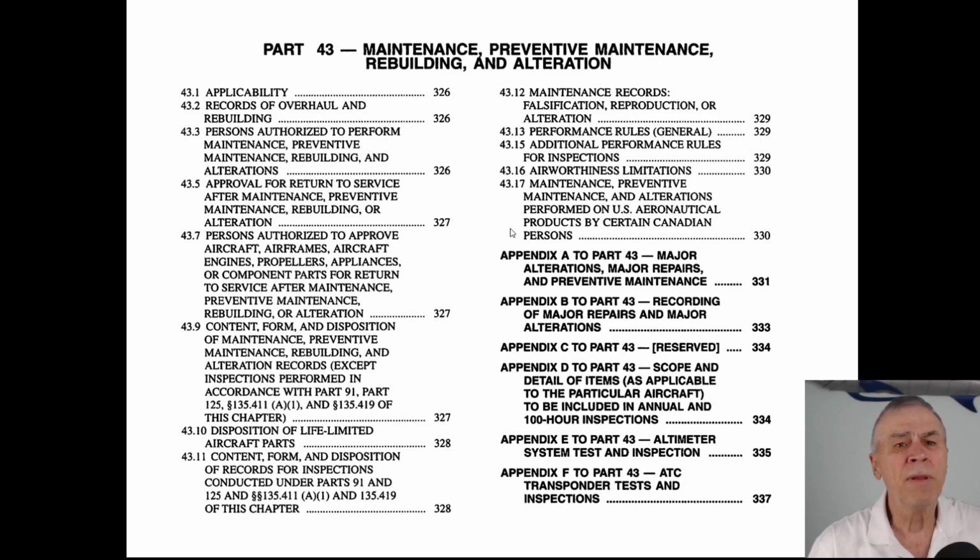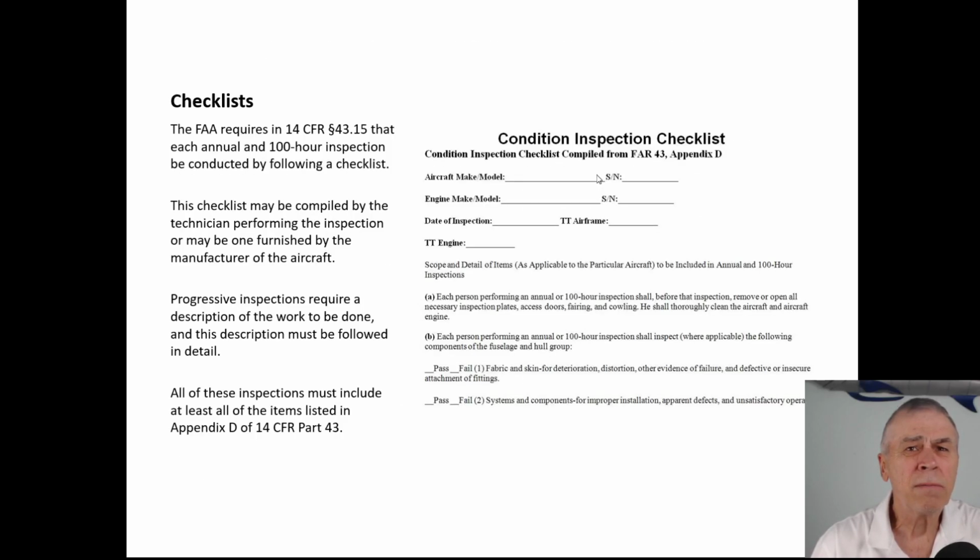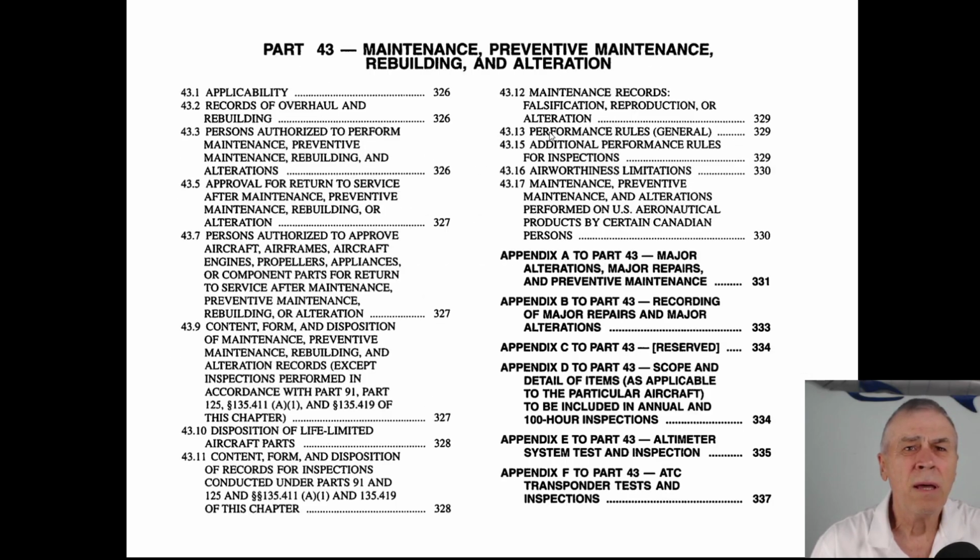All right, so let me give an overview. Like I said, Part 43 is fairly easy to digest. There's only 17 sections, and we did look at 11. What should the record say? We just looked at, what did we look at? 15. Additional performance rules for inspections.